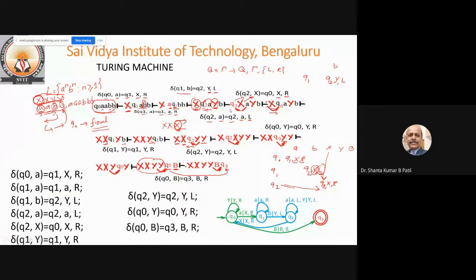Q3 reads X. Please listen to me. Previously, Q2 reads X, so it was moving toward the left side. Whenever it reads the last left symbol, it changes the direction from left to right, and the state also changes from Q2 to Q0, because it has to come back to the first state, that is Q0. Whenever it reads the last symbol on the left side, it has to come back to the initial state, Q0.